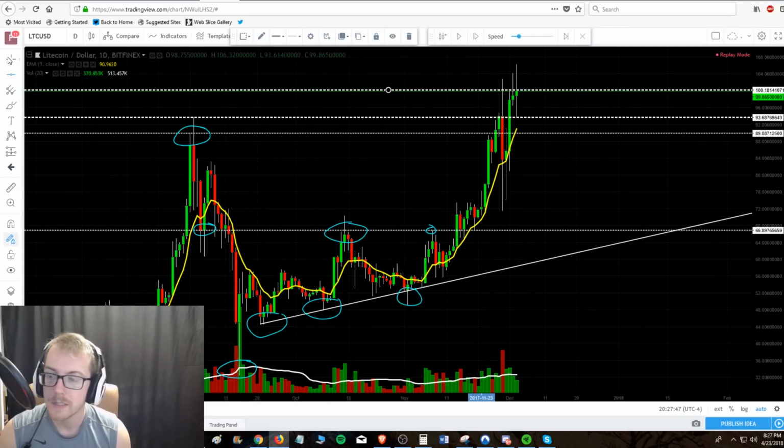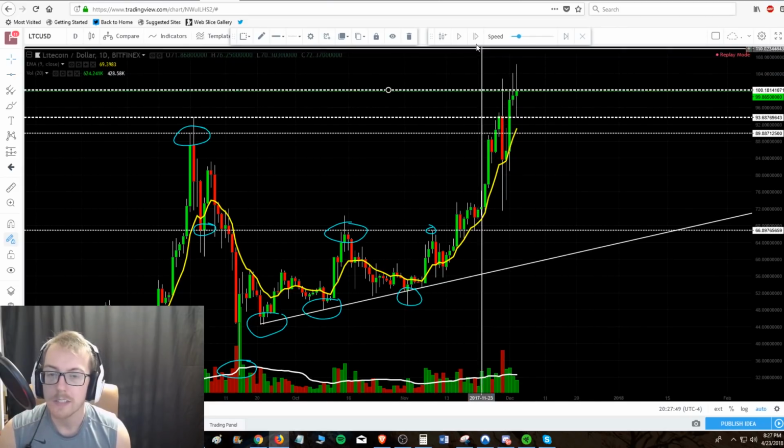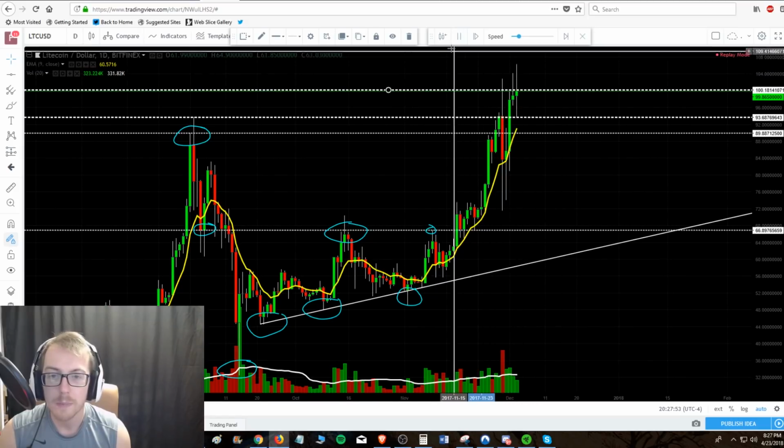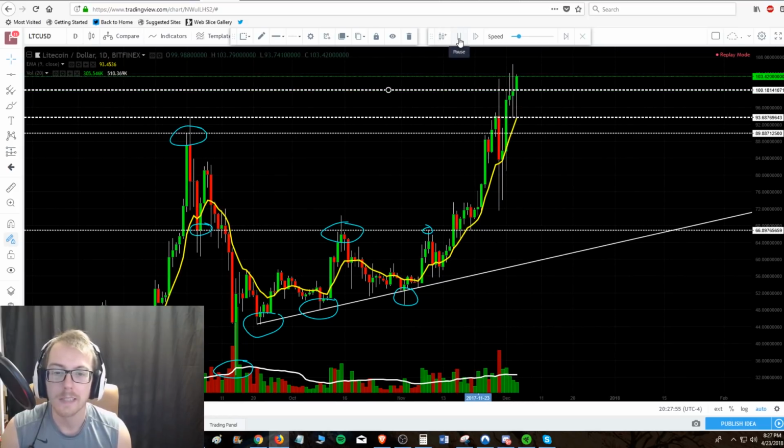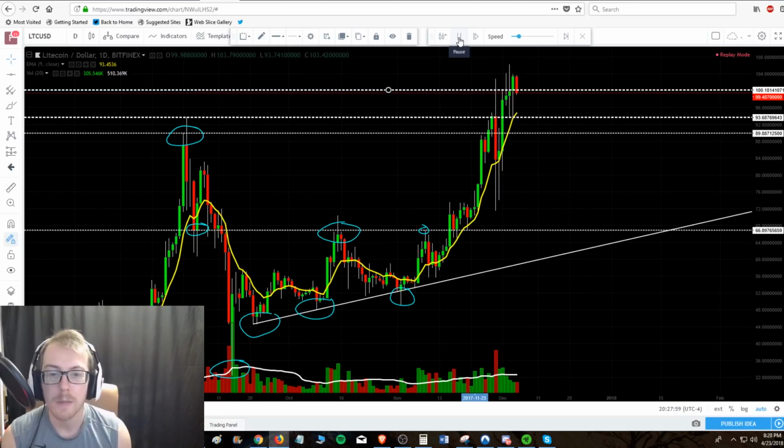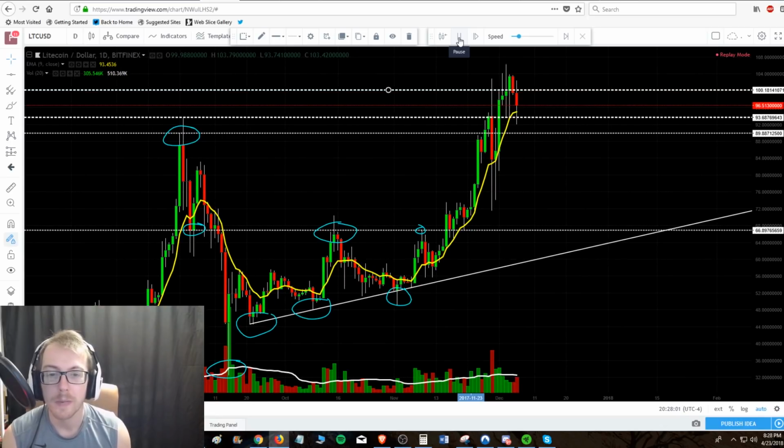Let me draw a resistance here. So $100 area, it's closing at like $99. It's wicking over there, but it's not able to hold its gains. That one did, and then it came right back down, and it had another pullback.